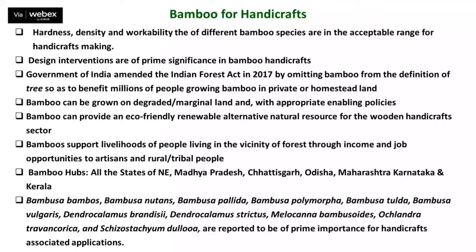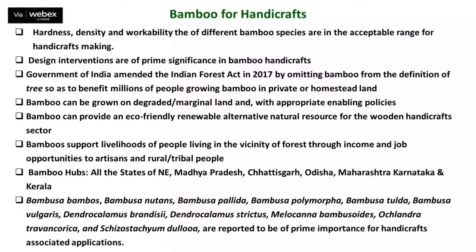Bamboo is also another resource for handicrafts because of its many properties like hardness, density and workability; different species are suitable, and design interventions are of prime significance in bamboo handicrafts. The Government of India has amended the Forest Act, omitting bamboo from the definition of tree, so that it will benefit many artisans. Bamboo can be grown on degraded marginal land with appropriate enabling policies. It can provide an eco-friendly, renewable alternative natural resource for the wooden handicraft sector. Bamboo supports the livelihood of people living in the vicinity of forests through income and job opportunities. Bamboo hubs include all the states of the northeast, Madhya Pradesh, Chhattisgarh, Odisha, Maharashtra, Karnataka and Kerala, and many principal species have also been identified. Species of appropriate suitability were identified and can be utilized.